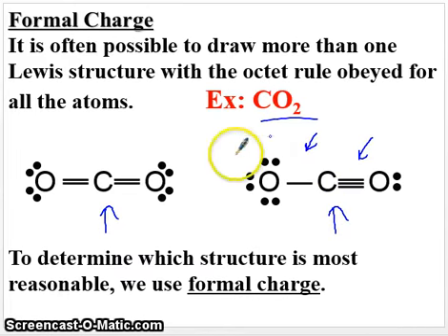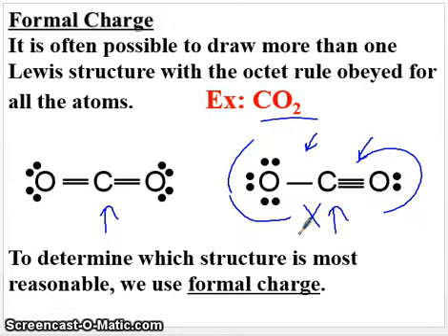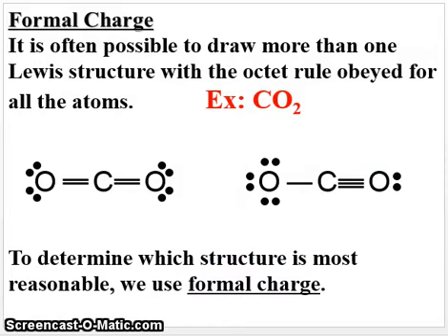Every element still has 8. This oxygen has 8. This oxygen has 8. This carbon has 8. It all works out still, but this is not how the molecule exists. It actually exists like so. And something called formal charge will allow us to distinguish between these two. So let's define what formal charge is.